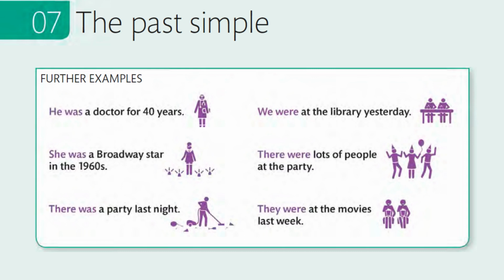Further examples. He was a doctor for 40 years. We were at the library yesterday. She was a Broadway star in the 1960s. There were lots of people at the party. There was a party last night. They were at the movies last week.